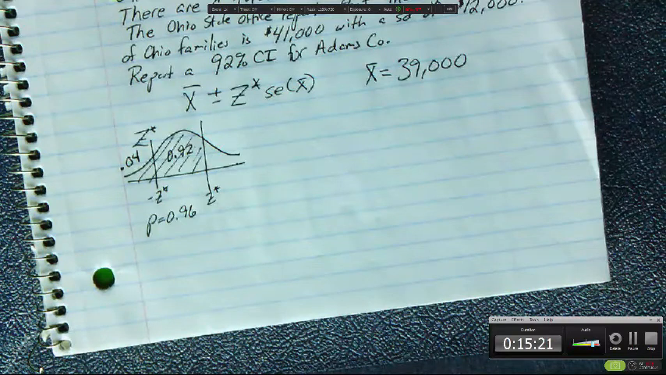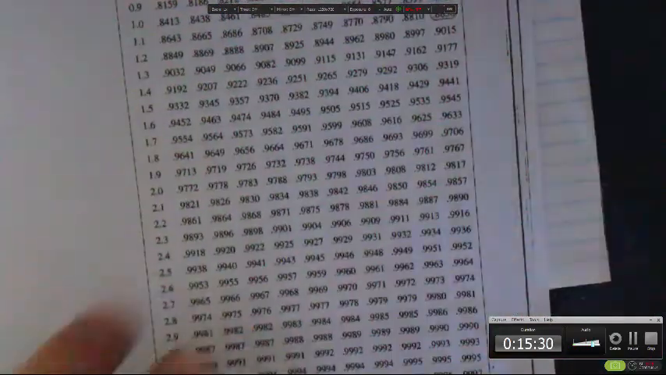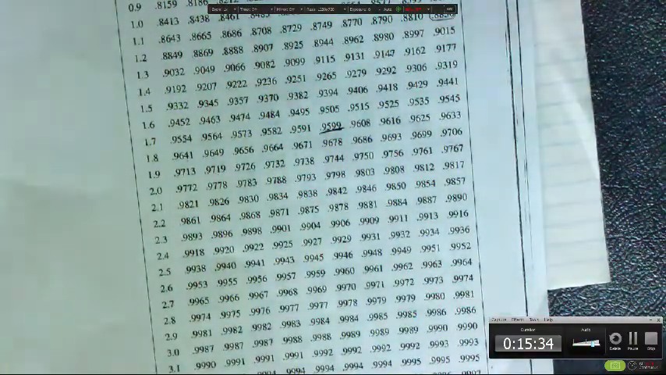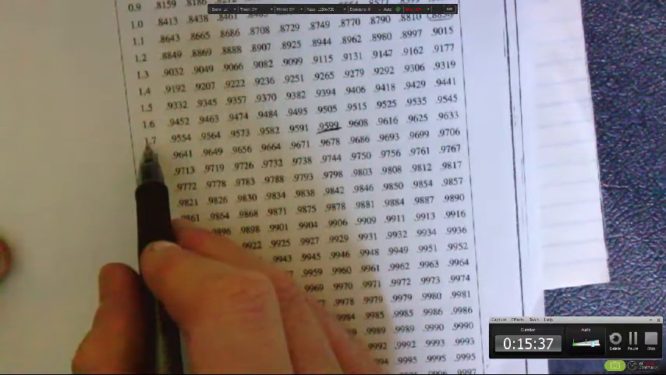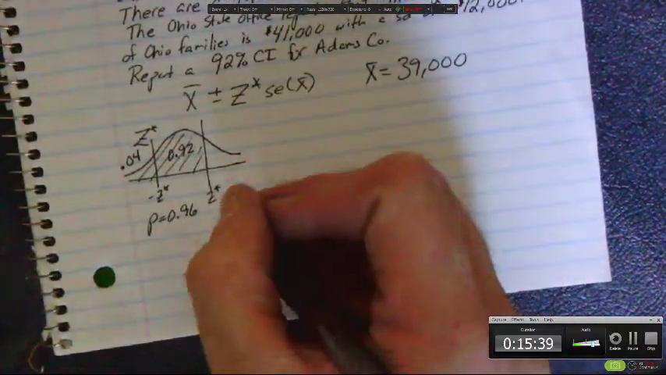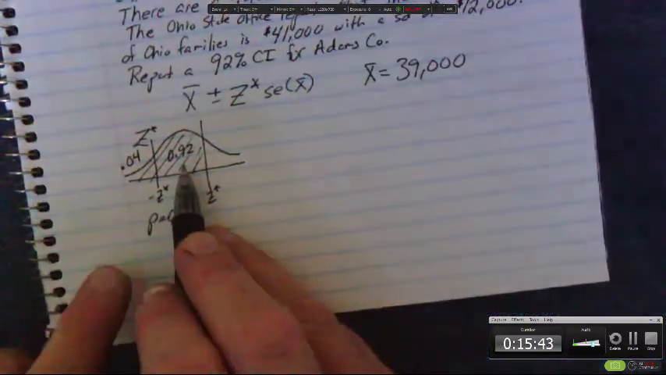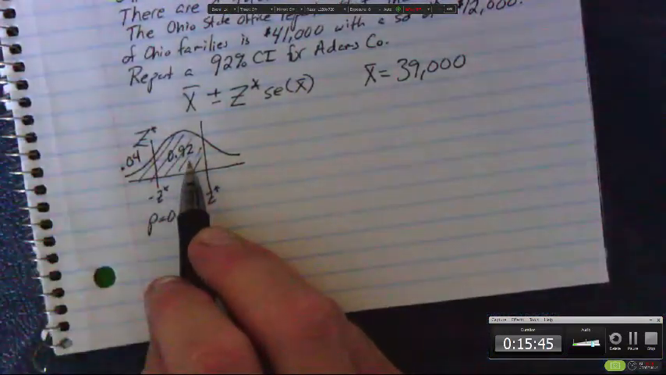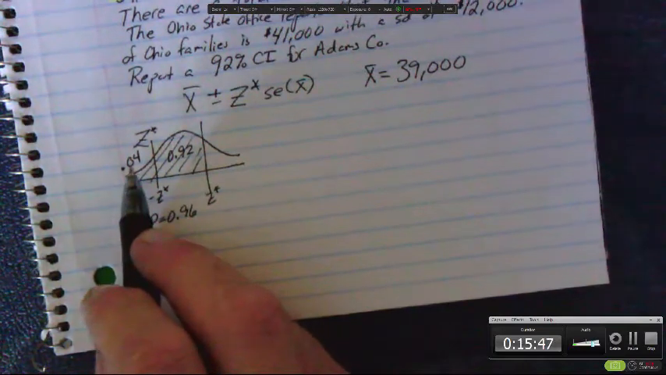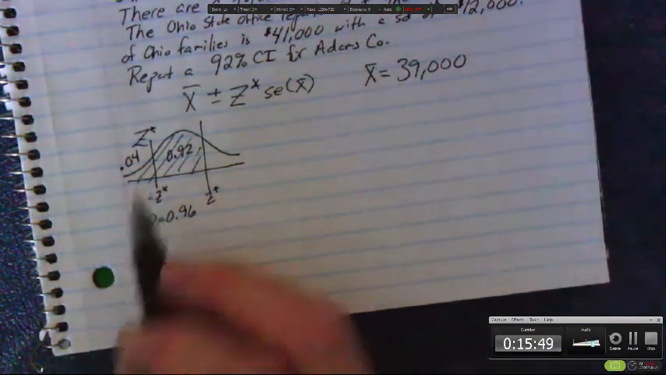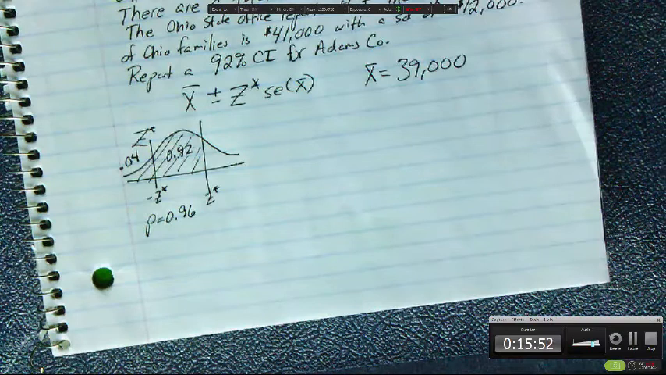Going to the chart. To find the z-critical, you're looking for a z-score, so you go to the middle of the chart. You find the closest p-value to 0.96. 9599 is the closest one. That's a z-score of 1.765. How'd you get 0.96? Because you take the 0.92, 92% between, and you add the 4% that's to the left. You always add it.